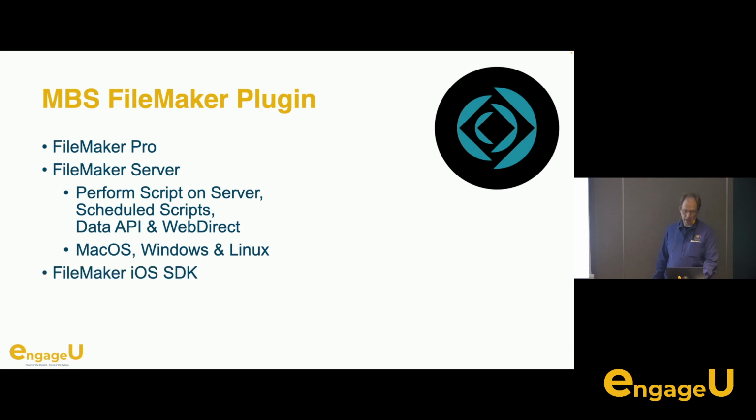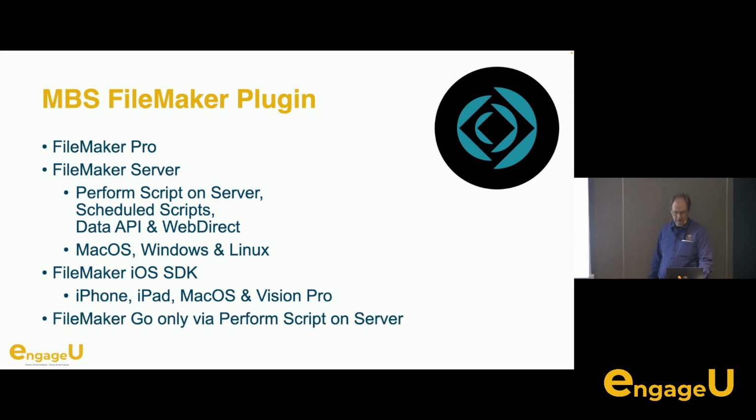You can use the plugin on iOS if you use the FileMaker iOS SDK to make yourself a branded version of FileMaker Go with your own name, your own icon, and you can embed the plugin there. So you can use your iOS SDK app to use your solution on iPhone, iPad, macOS, and Vision Pro, if you like. And for FileMaker Go, you need to use perform script on server to do whatever you like to do on the server side with the plugin.